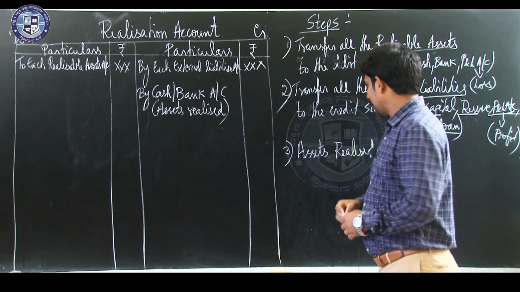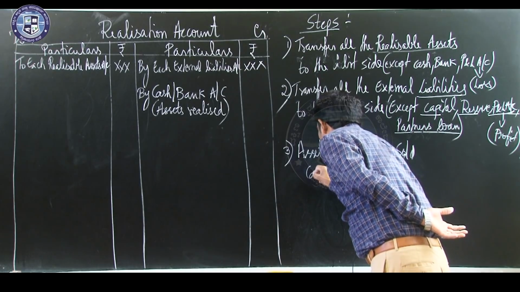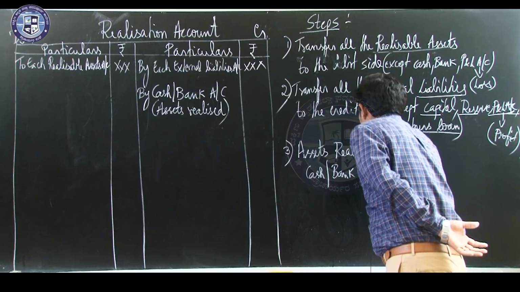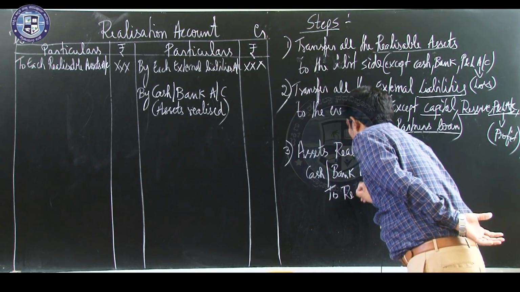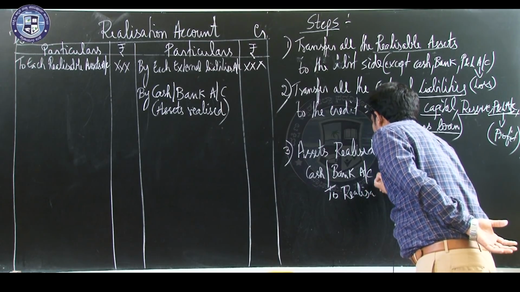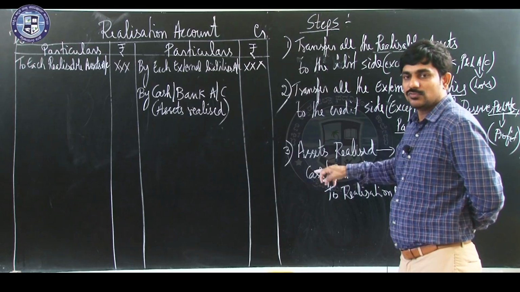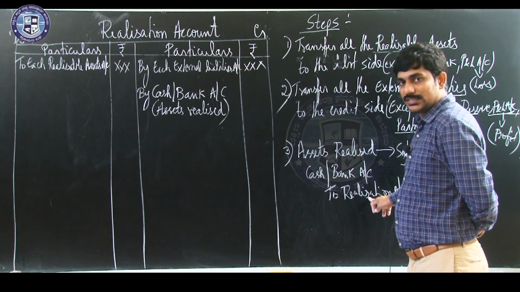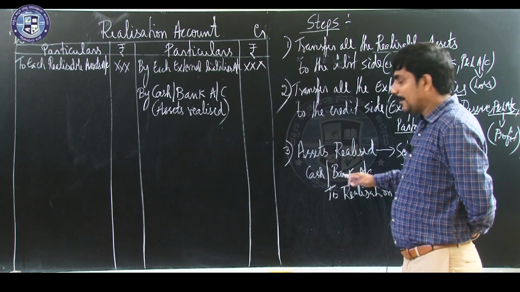Now here the entry will be cash or bank account debited to realization account. Why are we not writing the asset account here? Actually, when your assets are realized, what is the entry? Cash or bank account debited to the concerned asset account, whether it is machinery or furniture.